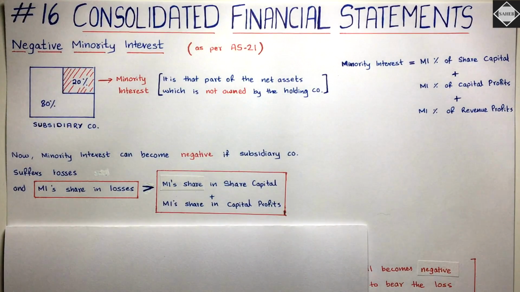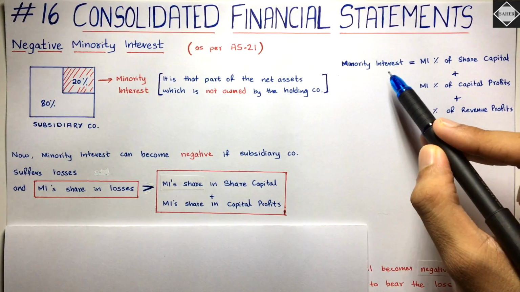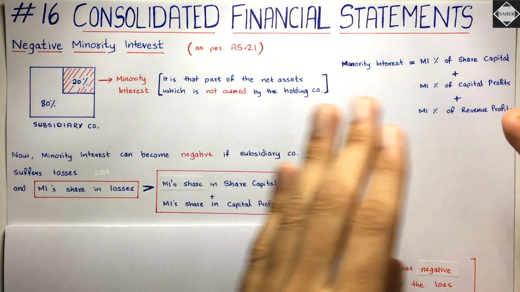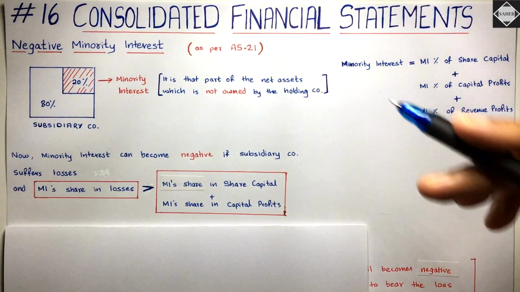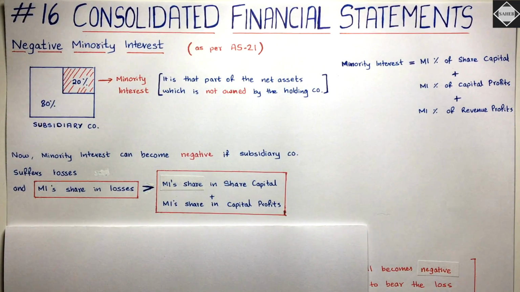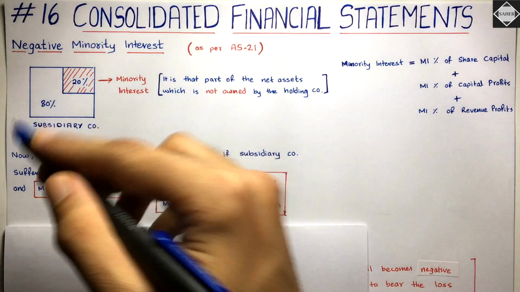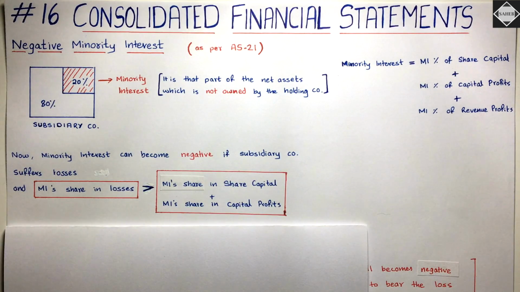If you have seen our previous videos, then you will find that's how we used to calculate the minority interest. Really simple. Take the minority percentages of pre-acquisition net assets and post-acquisition net assets, and you have the whole figure of minority interest at the year end. Is it clear? This is the basic concept. Now let's come to the main point, negative minority interest.